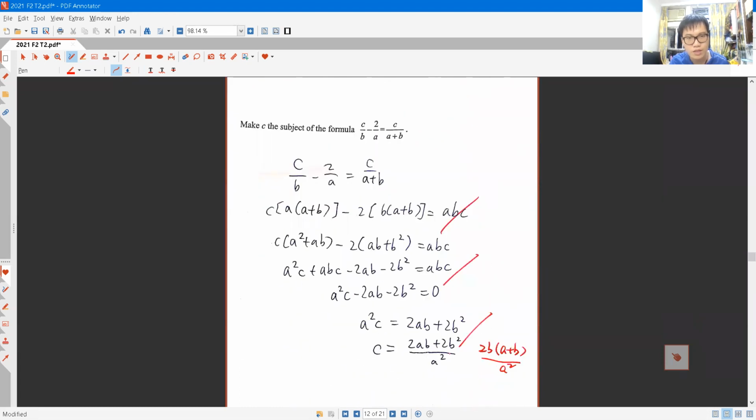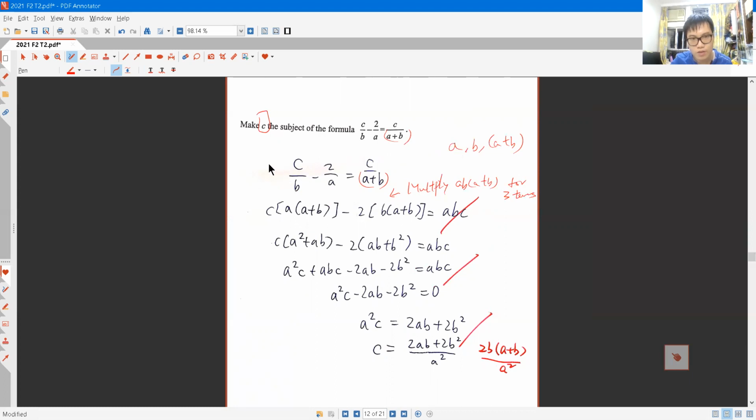After we do this, you take a break. This one, make c the subject, okay? And there are some fractions here and here. A bit difficult, okay? So you can multiply a, b, and also a plus b for all the terms. I will multiply a, b, bracket a plus b for all the three terms.